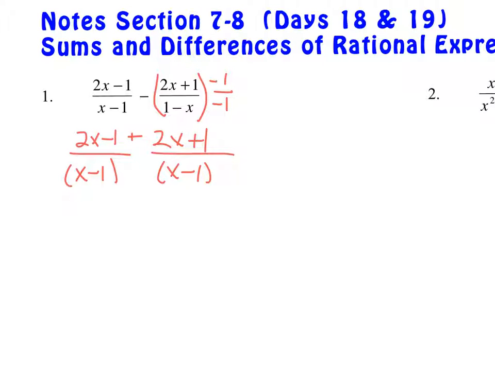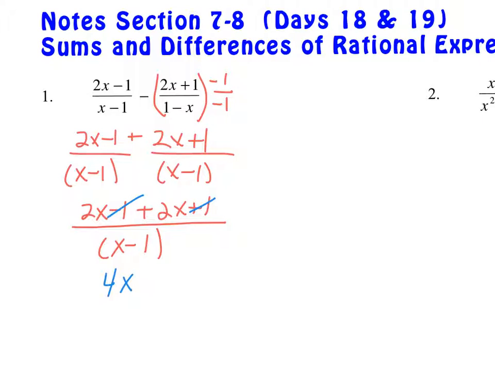This has a denominator now of x minus 1, and this still has a denominator of x minus 1. So now, since they have the same denominator, I can combine them, and I get 2x minus 1 plus 2x plus 1 all over the denominator of x minus 1. Well, now the math is pretty simple. The -1 cancels with the +1, right? -1 plus 1 is 0. I'm left with 2x plus 2x, which gives me 4x, all over x minus 1.